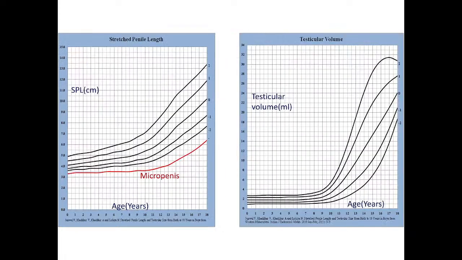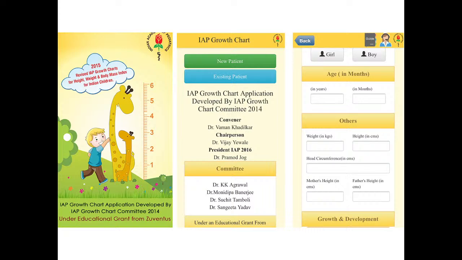Upper segment, lower segment ratio charts are also available. SPL charts are also available. Testicular volume charts are also available. Even there is an IAP application available. Now this is a time of AI, so nobody wants to do it manually, so just put it here and automatically the growth charts will appear, and this can be used. Give it to the parents, ask them to download, they will just put it in and they themselves can start following it up.